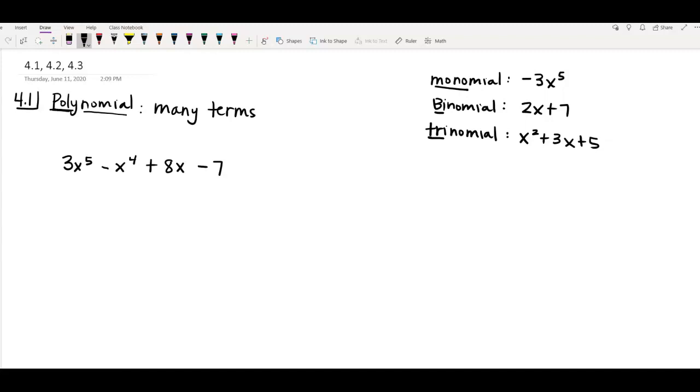Since this has 4 terms, let me make sure everybody understands what I mean by a term. Terms are connected with add and subtract signs. That's why this one is 4 terms. And the sign that is in front of that term sticks with it. That's part of that term. That's why I included that negative in front of the x to the 4th, and that negative in front of the 7. So you remember that the negative sticks with it. Each of these are terms.